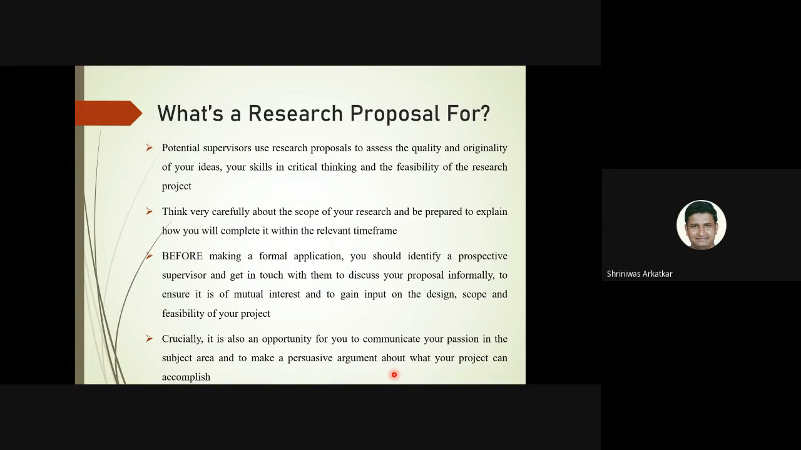What's the research proposal for? Potential supervisors use research proposals to assess the quality and originality of your ideas. For example, you want to approach some supervisor.